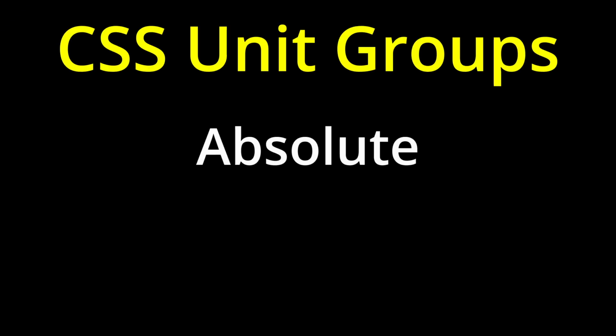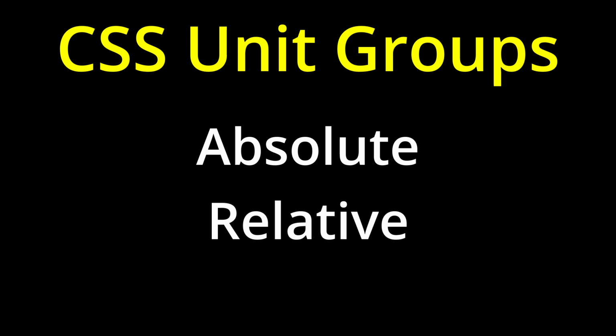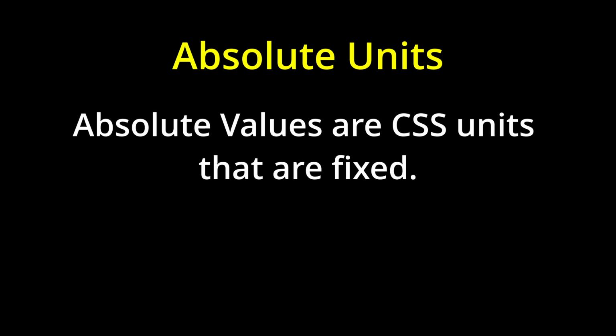They can be broken down into two groups, absolute and relative. Absolute units are CSS units that are fixed. They won't change no matter the elements on the page or the browser. You can kind of think of them as concrete.